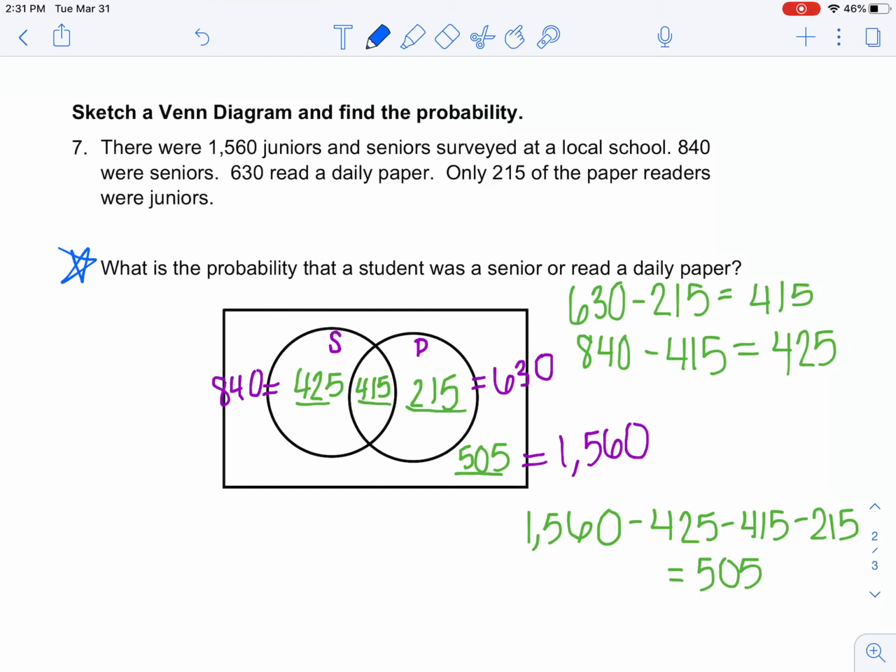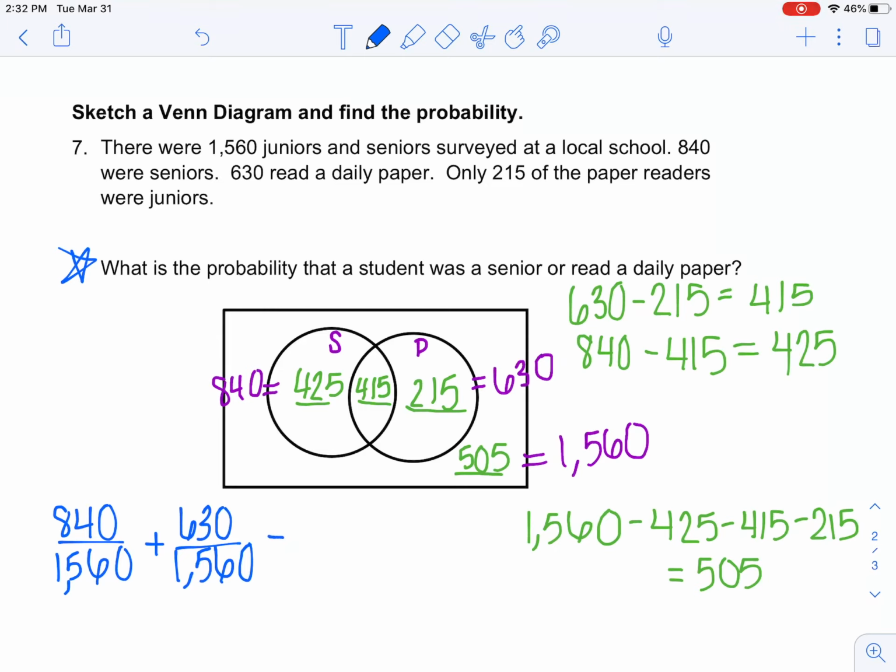So first of all, the probability that a student was a senior, we have 840 seniors total out of 1,560 students. Plus the probability that a student read a daily paper, that was 630 students total out of 1,560.